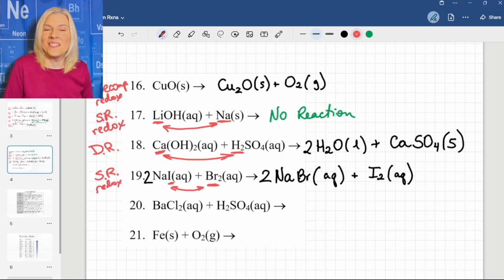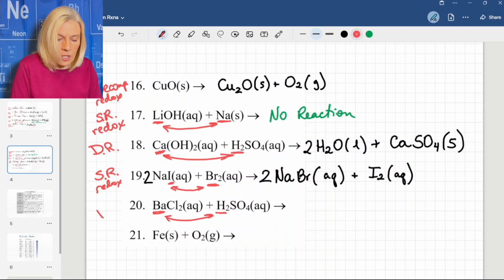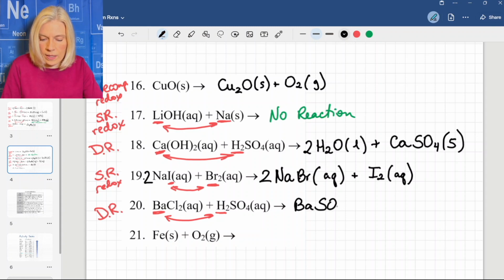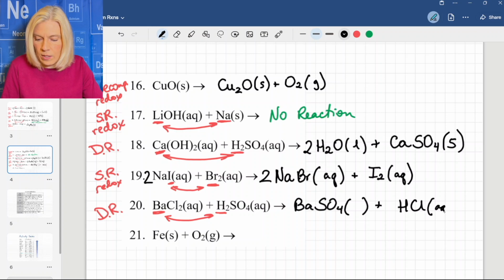Oh my gosh, that's so much. Two more. Can you hang on to this? Can you still go with me? Let's keep going. We have two ionic compounds. Well, maybe barium and hydrogen switch places. So we have our double replacement, never redox, yes. So let's think about this. What's going on? So we have barium sulfate, plus we're going to have HCl. This will be aqueous, and this guy will be my solid. So this is a formation of a solid.